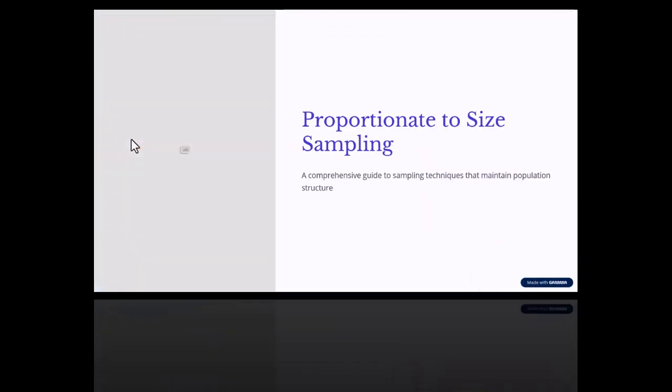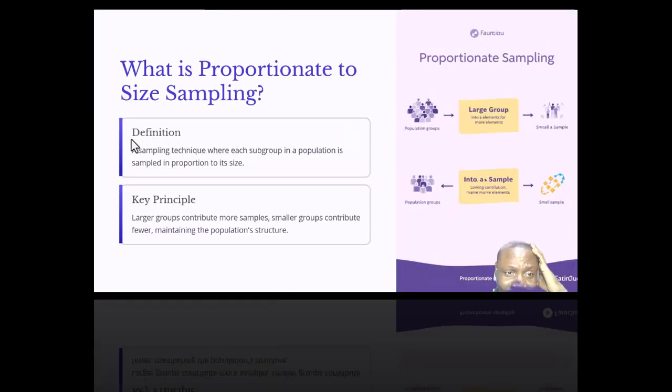The proportionate to size is a type of sampling technique where each subgroup in the population is sampled in proportion to its size. Larger groups contribute more samples while smaller groups contribute fewer samples to maintain the population structure.